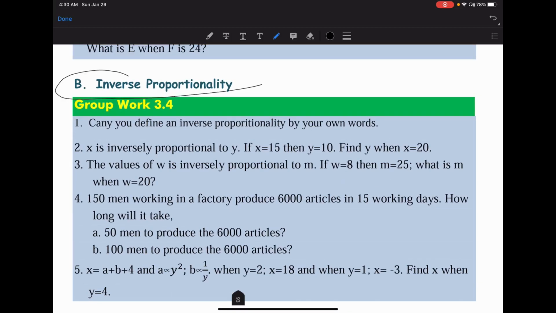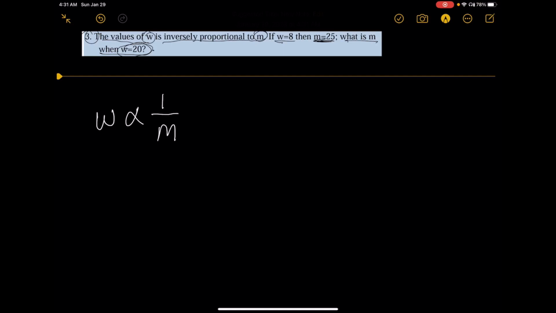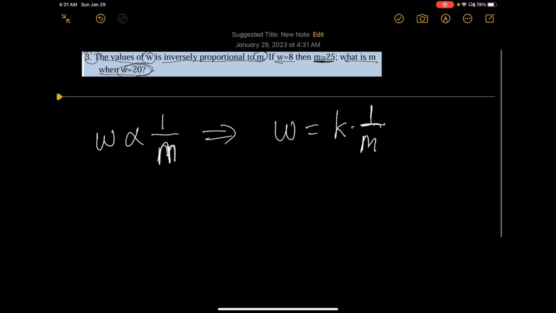Now we move to inversely proportional. The third question: the value of w is inversely proportional to m. If w is equal to 8, then m is equal to 25. What is m when w is equal to 20? What does it mean that w is inversely proportional to m? It means w is equal to k times 1 over m, for some k.